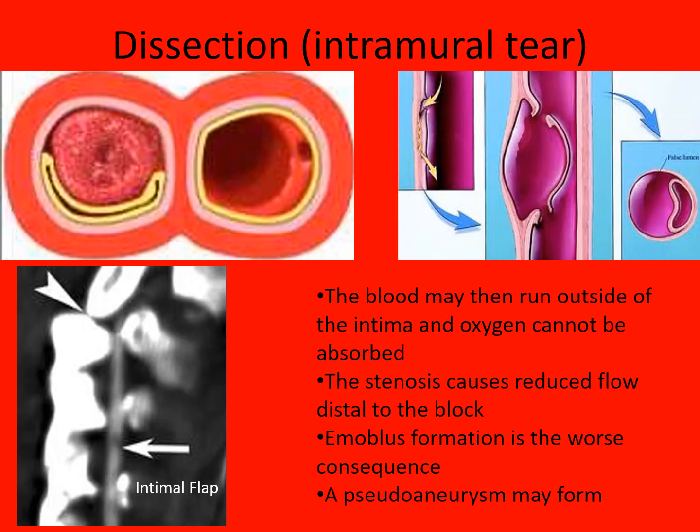Another consequence of this lesion is that the blood flow is redirected from the lumen of the artery to a path between the intima and media, or the media and adventitia. If this occurs, oxygen cannot be absorbed and ischemia may occur, depending on collateral circulation. Embolus release is probably the worst consequence of this lesion, and its effects will depend on where the final resting place of the embolus is.